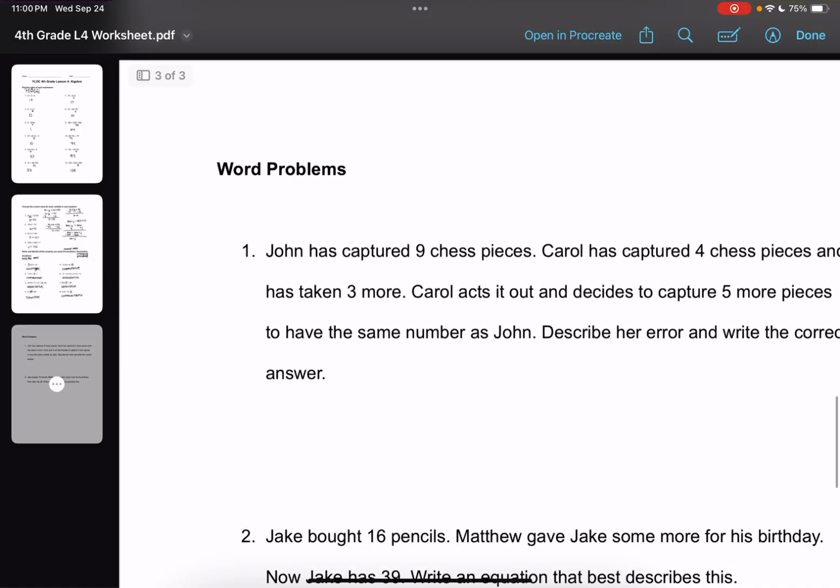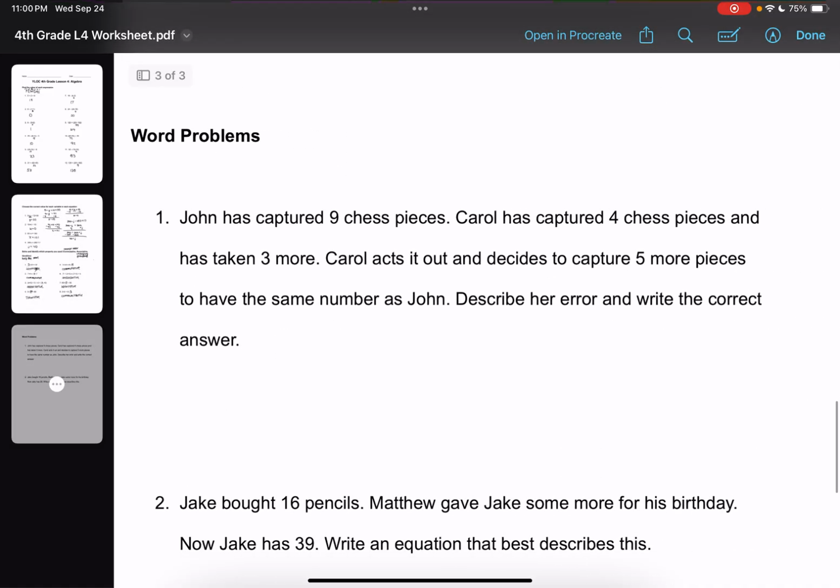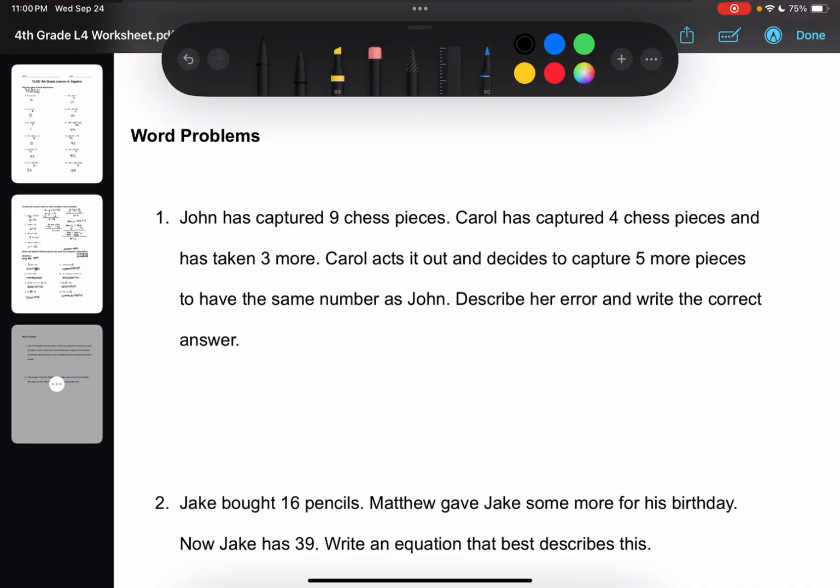Okay. Word problems, the final section. Number 1 says, John captured 9 chess pieces, Carl captured 4 chess pieces and has taken 3 more. Carl acts it out and decides to capture 5 more pieces to have the same number as John. Describe his error and write the correct answer.